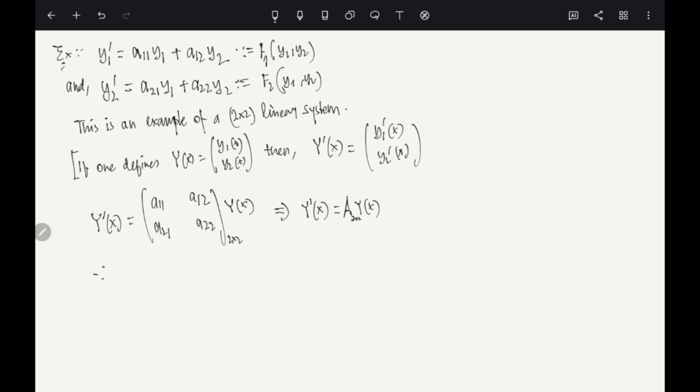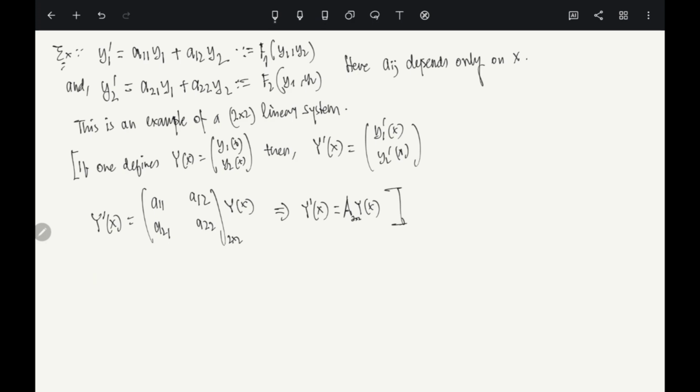Why linear? Because all the coefficients may be dependent on x, but here let me put it this way, a_ij depends only on x and not on y1 and y2. Okay, so this is an example of a linear system.